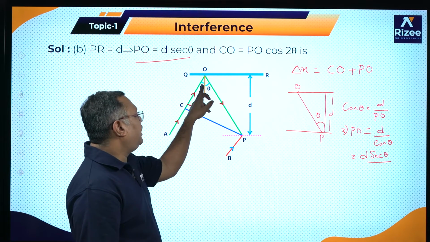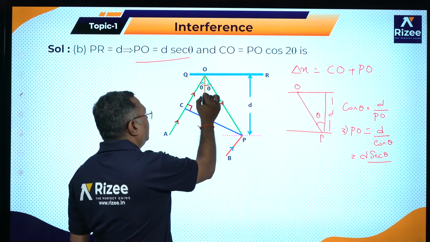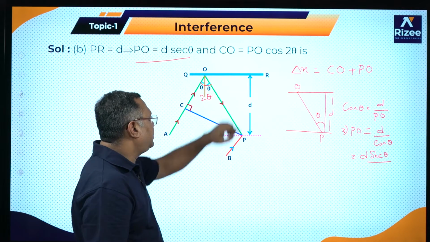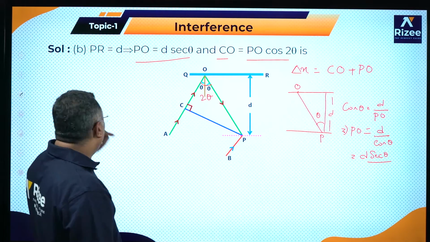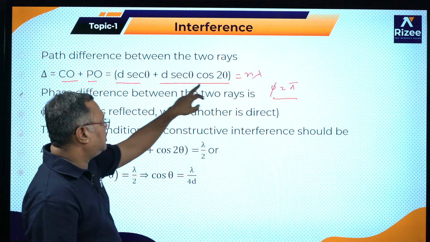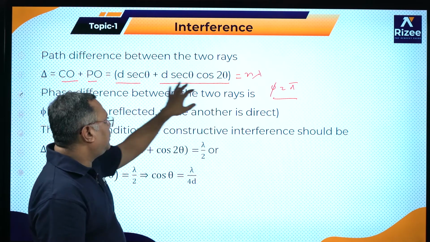Now the CO value can be obtained in the same way. The total angle here is 2 theta, and it is forming a right angle triangle again. From this right angle triangle you can obtain the CO value as PO cos 2 theta. Now we equate the total path difference between the two light rays, which we have calculated here, to the path difference condition.